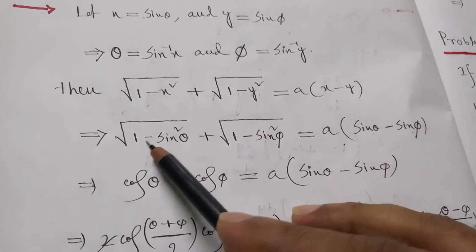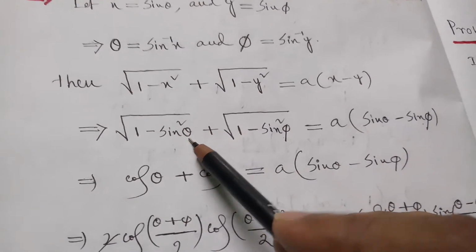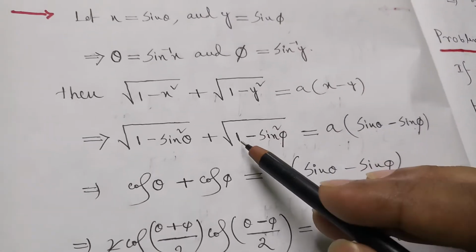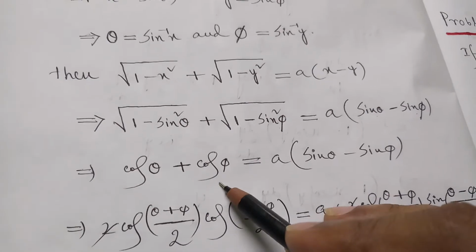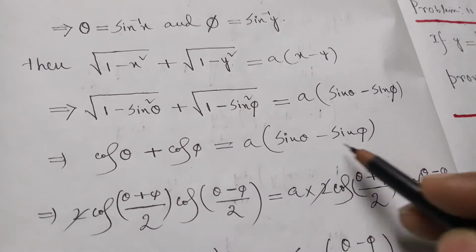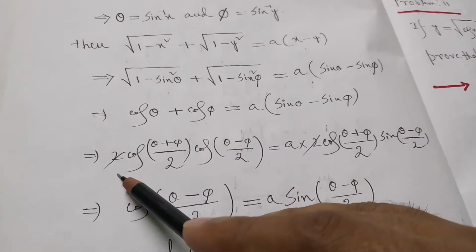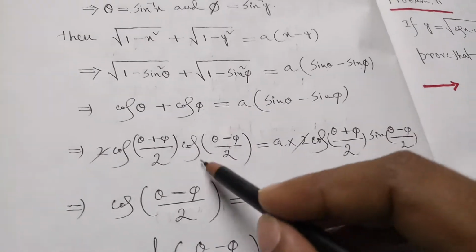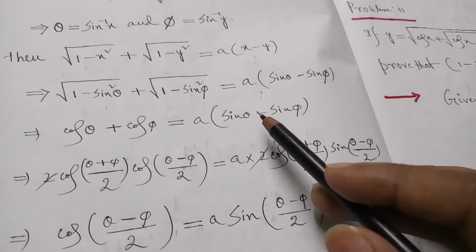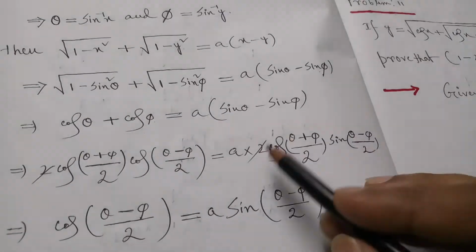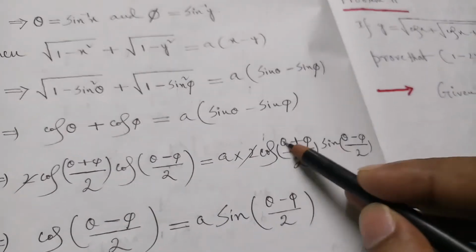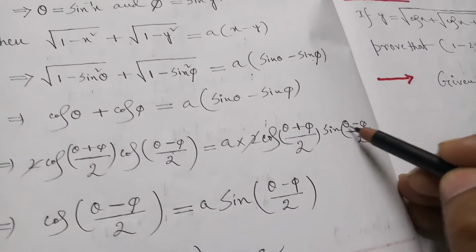So root under 1 minus sine square theta means root under cos square theta, that is cos theta, and root under 1 minus sine square phi means cos phi. That should be sine a into sine theta minus sine phi. So now the formula: cos a minus cos b should be 2 into cos of a plus b by 2 into cos of a minus b by 2, and this should be sine theta minus sine phi. This should be 2 into cos of theta plus phi by 2 into sine of theta minus phi by 2, obviously.